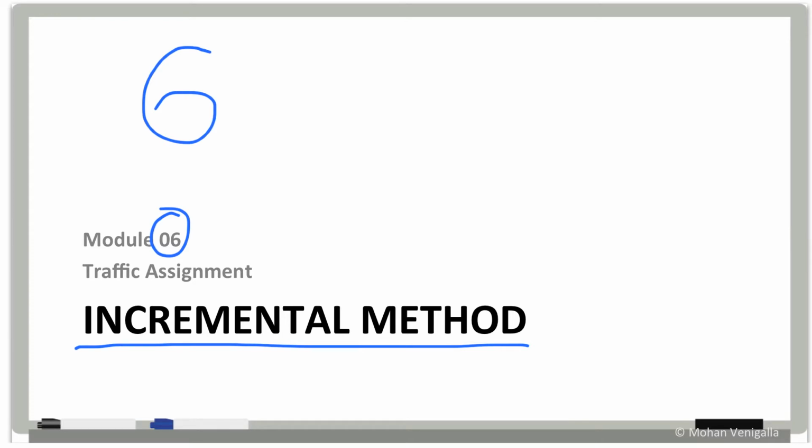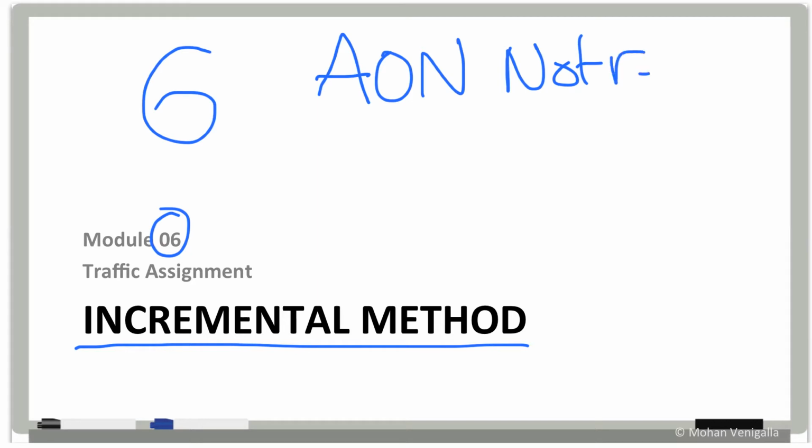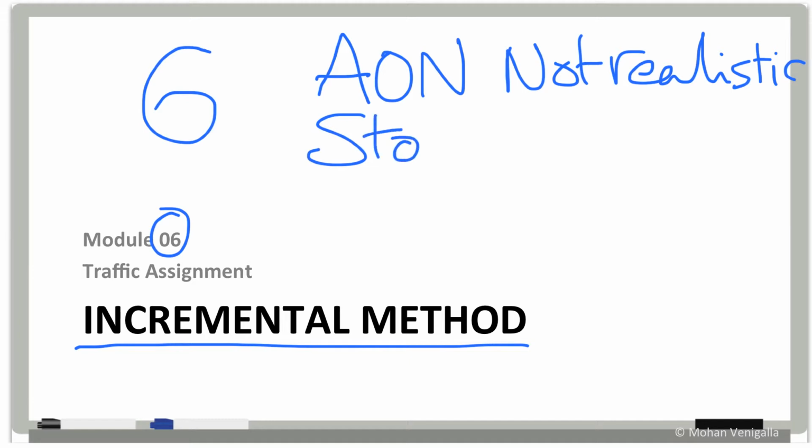By now, you should have been convinced about three things. Number one, all or nothing assignment is not realistic, because people are going to take more than one route. You may take the same route, but if you take a group of people, they may not take exactly the same route. So the second one we talked about is stochastic assignment is incredibly complex.